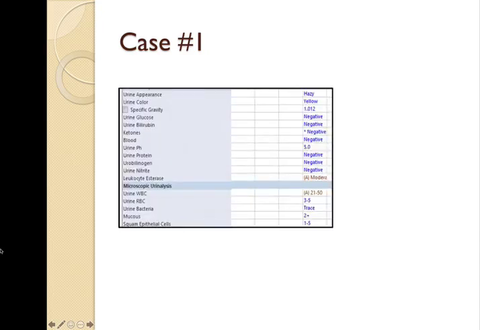Yes. So this is the urinalysis that the patient gave you. So we see that she has some pyuria, 21 to 50, and moderate amount of leukocyte esterase. So is this a significant pyuria? It's mild to moderate, but it's there, right?